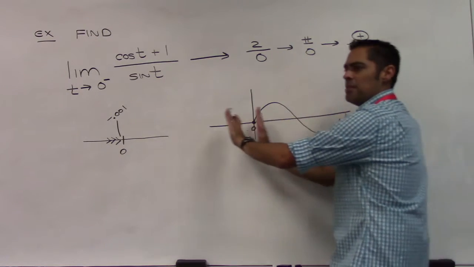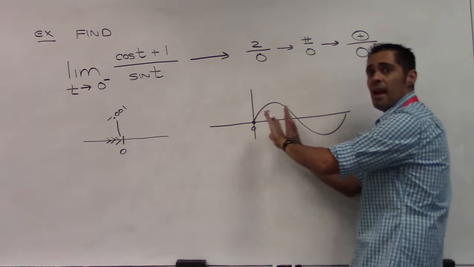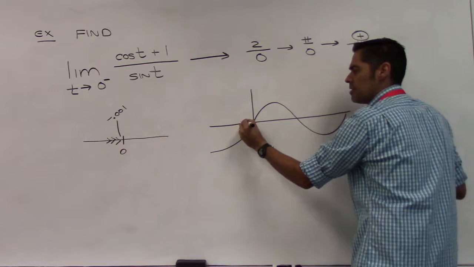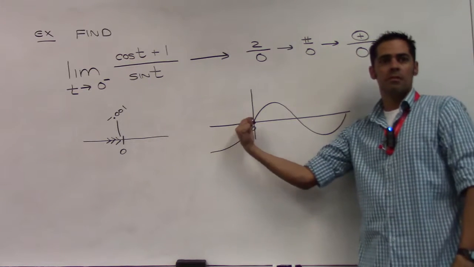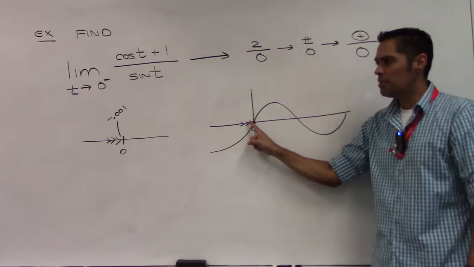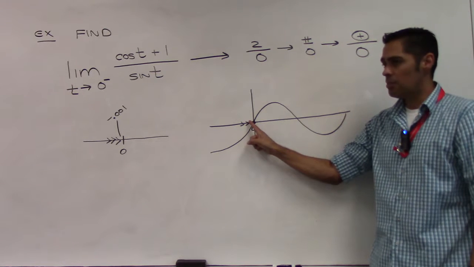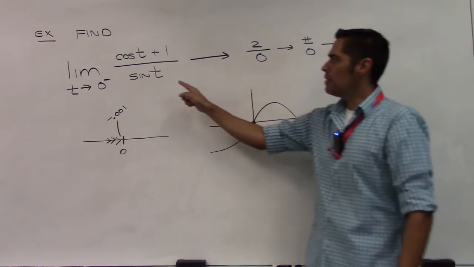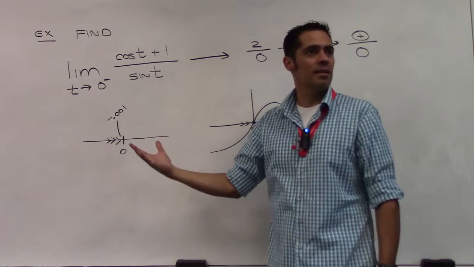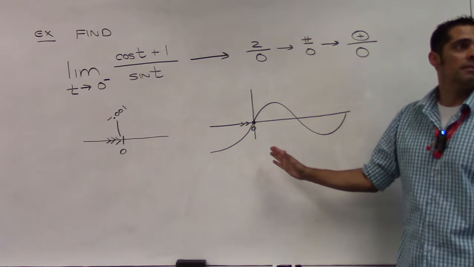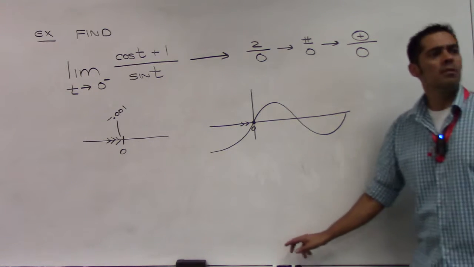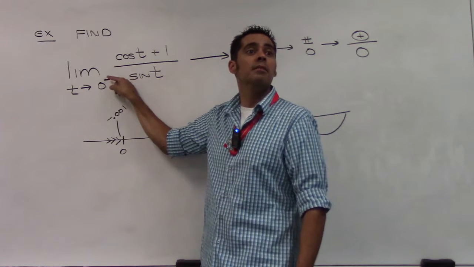I can imagine this as being my t-axis, and I'm coming in on the left-hand side of it, aren't I? So I'm plugging in a value that's a little left of 0. What is sine of a value a little left of 0? Negative, because it's below the axis. So I know that sine of this number is negative because of the graph. It'll be negative infinity, because we're only coming in from one side.